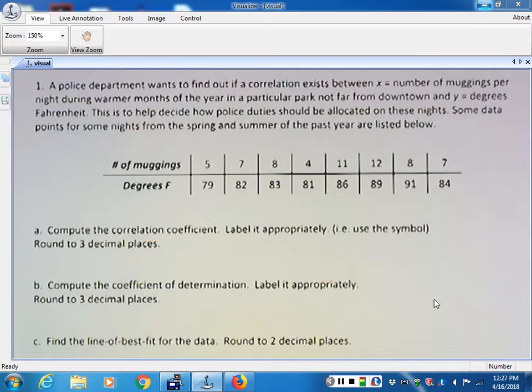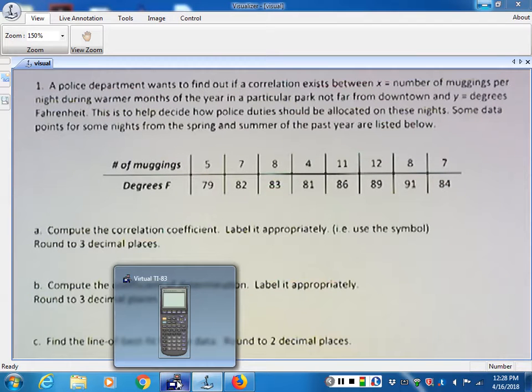So basically what we see is that when the temperature was 79, there were 5 muggings. When the temperature was 86, there were 11. When it was 89, there were 12, but then oddly enough, when it was 91, it was back down to 8. So there might be a relationship, but we can't really tell what it is by looking just at the numbers. So what we're going to do is use the calculator to analyze this relationship.